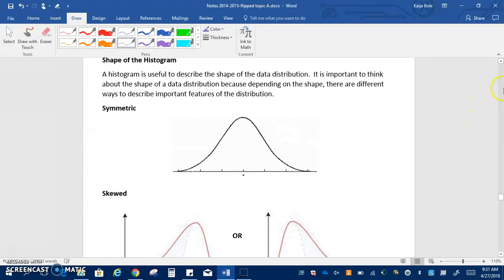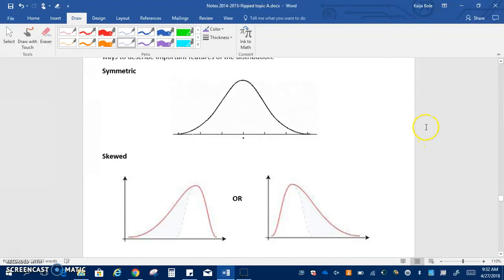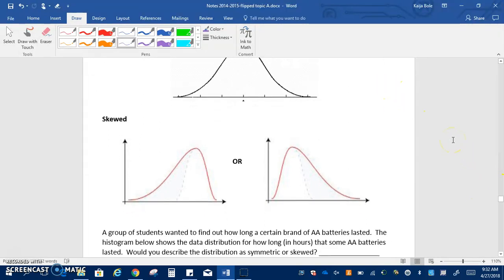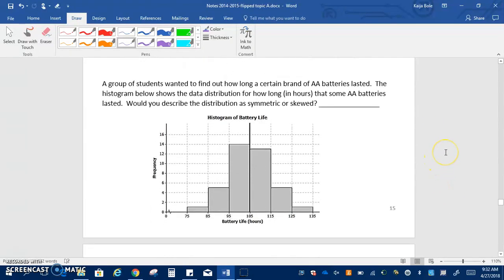Okay? Alright, so go ahead and flip the page. So now they're talking about shapes of the histogram. So we want to look at the shape to talk about the data distribution. So there's 2 different ways to describe it. The first is symmetric, and you can see that it's very even, and the second is skewed, and you can either be skewed to the right, which is the first one, or the second one is to the left. Okay? So they're asking you here to look at the histogram, and if you kind of draw in our little hump over the bars, you would see that the data distribution is symmetric. It's very even.